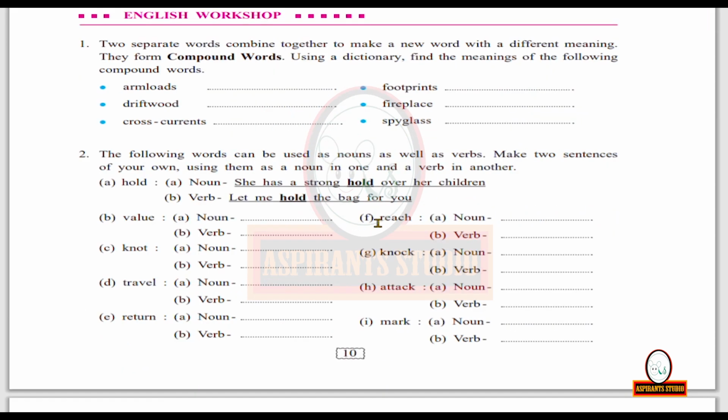English workshop. Two separate words combined together to make a new word with a different meaning. They form compound words. Use a dictionary. Find the meanings of the following compound words. Armloads: a load that can be carried with one's arms.